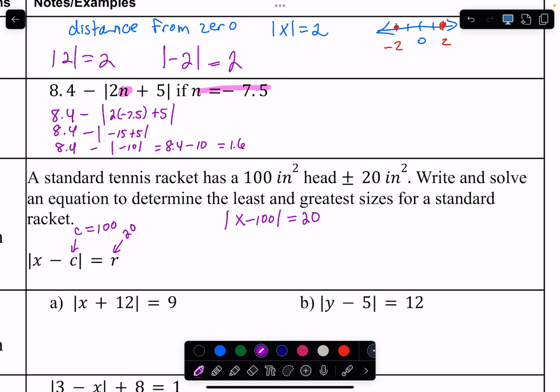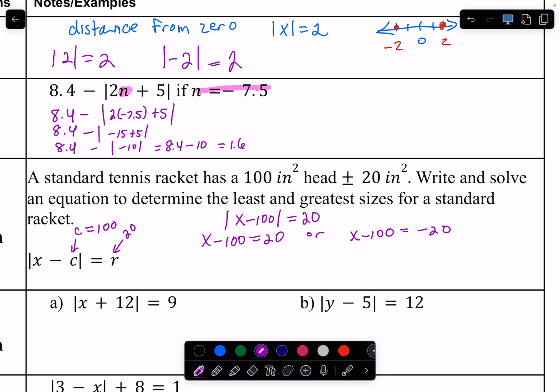So what that means is if we were to measure the area of the racket, we should, if we compare it to 100, be only off by 20. Whether we're 20 above or 20 below, that's where the absolute value comes into play. Okay, so let me show you how we account for that plus or minus language. Okay, so there's two solutions. If the x minus 100 equals 20, or if the x minus 100 is the opposite of that. So maybe we're below by 20 instead of above by 20.